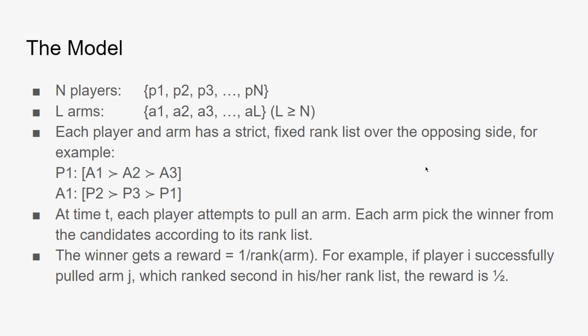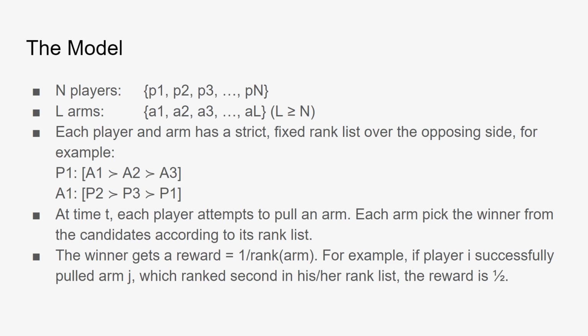First, let's define our model. We have N players and L arms. Each player and arm has a strict, fixed rank over the opposing side. For example, player 1 prefers arm 1 the most, and arm 1 prefers player 2 most. Notice that we do not allow indifference.